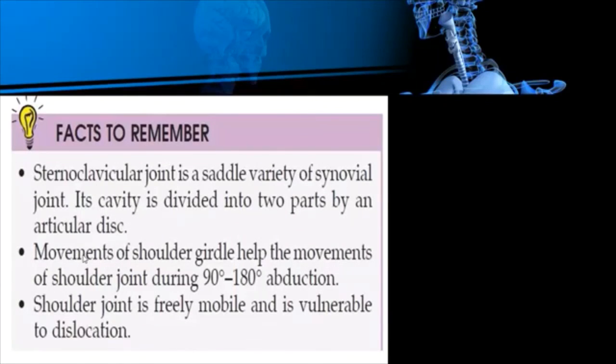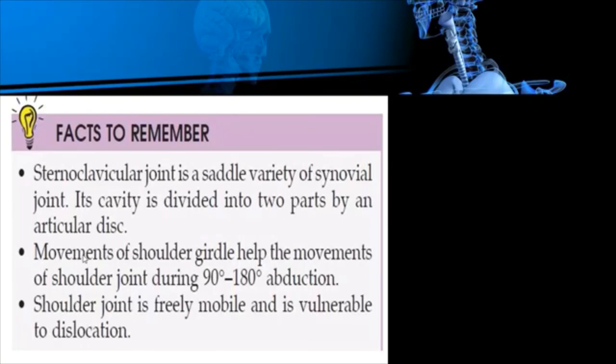The sternoclavicular joint is the saddle variety of synovial joint, and movement of the shoulder girdle helps the movement of the shoulder joint during 90 to 180 degree abduction. The mechanism of abduction is already asked in the viva examination. Initiation of abduction up to 15 degrees is by the supraspinatus muscle, and 15 to 90 degree abduction is brought by the deltoid muscle, and above 90 to 180 degree abduction is made by the serratus anterior muscle and trapezius muscle.